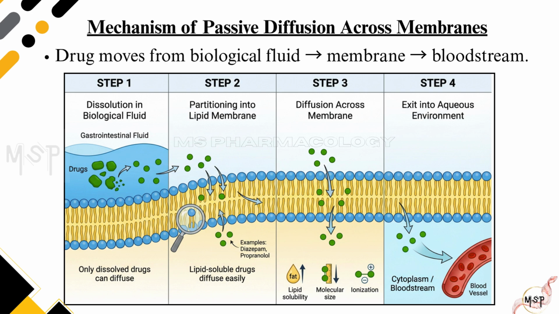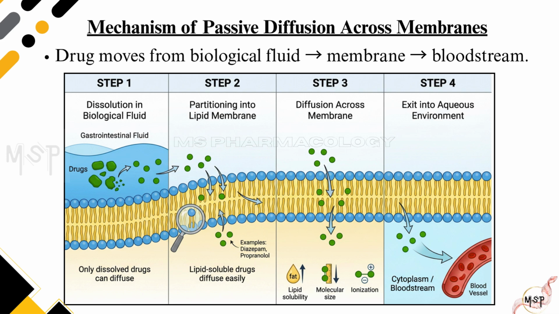Lipophilic drugs do this easily. Hydrophilic drugs, not so much. Classic examples here are diazepam and propranolol. Step 3. Diffusion through the bilayer. The molecule moves through the hydrophobic core of the membrane. How fast? That depends on lipid solubility, molecular size, and degree of ionization.